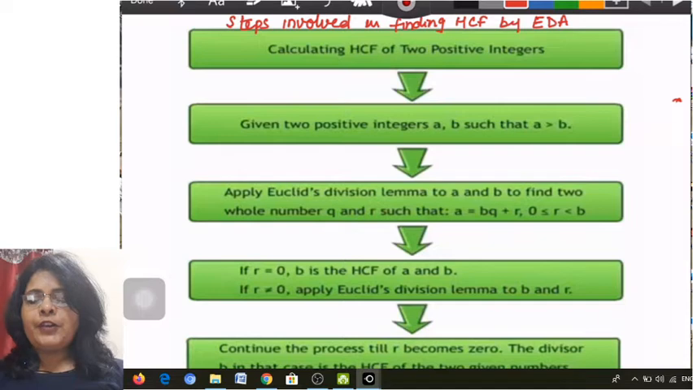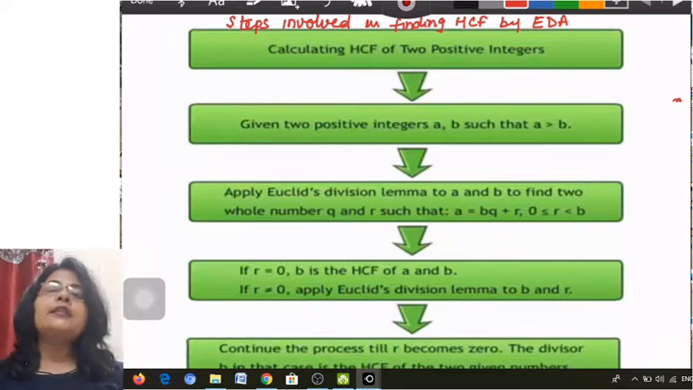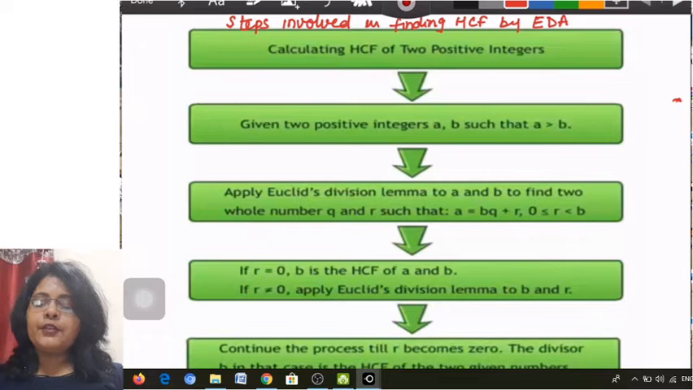What we first do is calculate the HCF of two numbers. We imagine these two numbers as A and B, and the greater one is A and the lesser one is B. Now applying Euclid division lemma, we take B as a divisor. When we apply Euclid division lemma to A and B, we write dividend equals divisor into quotient plus remainder. A is equal to BQ plus R, where R is greater than or equal to 0 and less than B. This was all told to you in the last session.